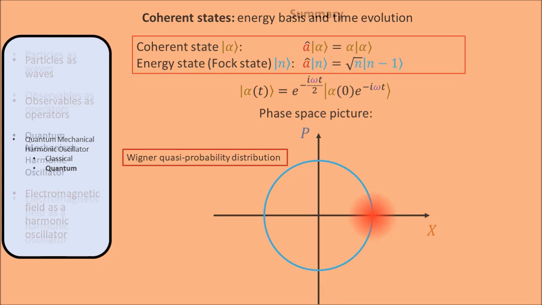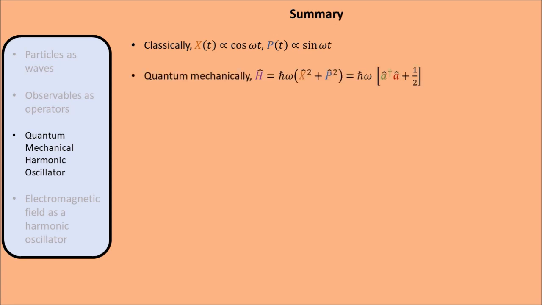Let's summarize what we have seen about the harmonic oscillator. In the classical case, we saw that the position and momentum oscillate harmonically and out of phase with each other. Quantum mechanically, we have to look at the energy operator, or Hamiltonian, which we can write either in terms of position and momentum, or in terms of the creation and annihilation operators.